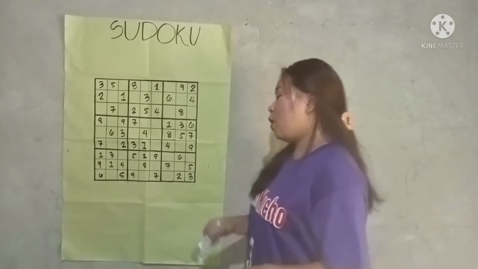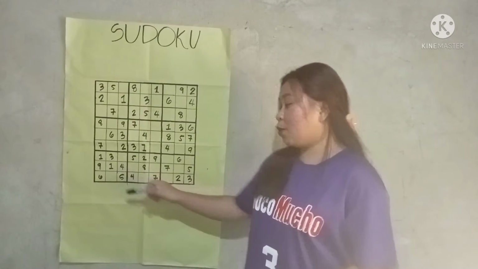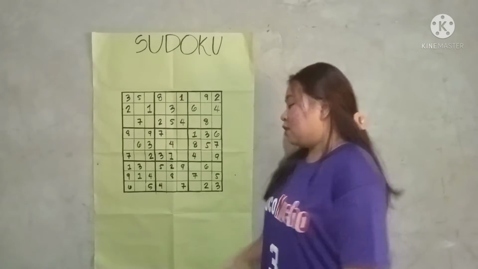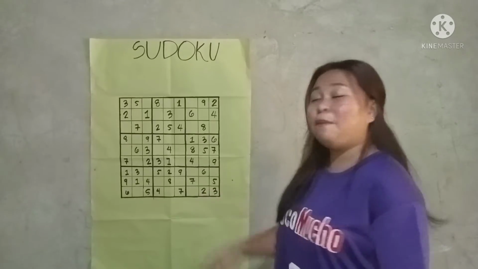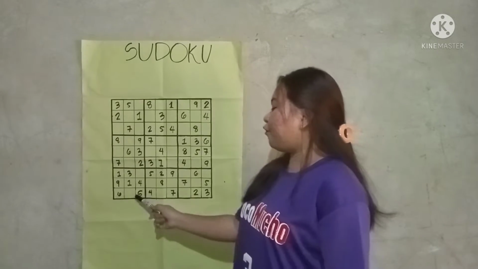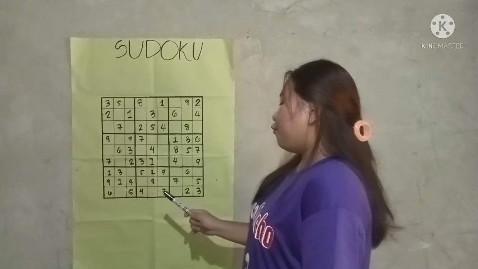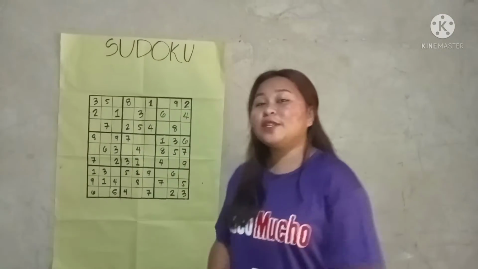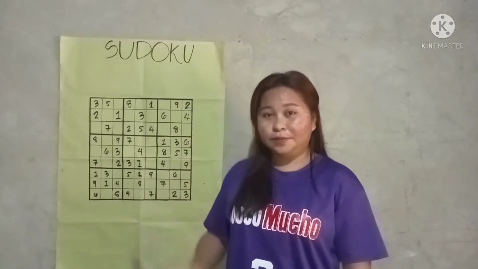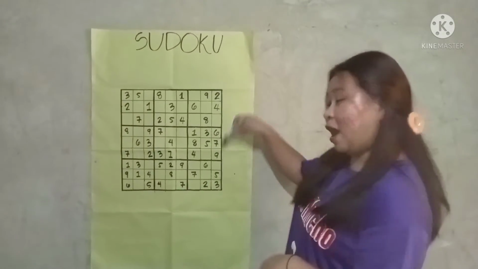So, let's start. In the first row, we can see that there are 3 boxes that are empty. We will fill them up. In this row, we should complete numbers 1 to 9. The numbers in this row are 2, 3, 4, 5, 6, and 7. So the missing numbers are 1, 8, and 9. Complete the numbers 1 to 9 in this row and also in the upper row. Remember, the numbers in this row should not be the same as the number in the upper row.